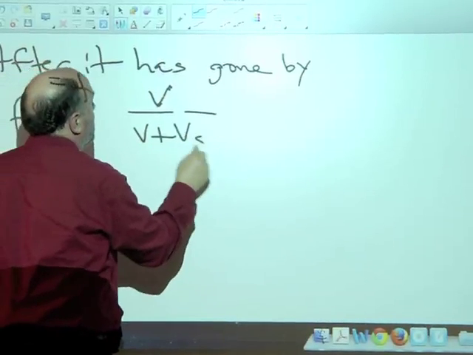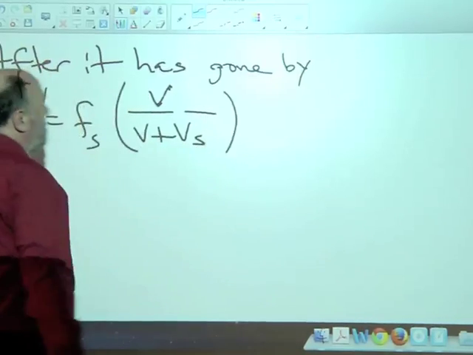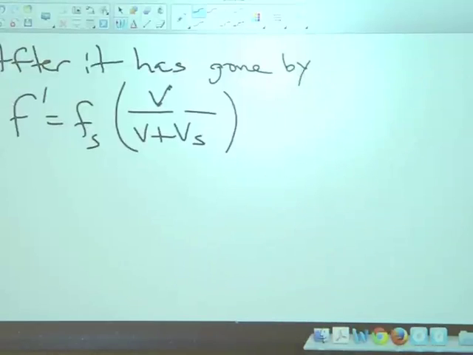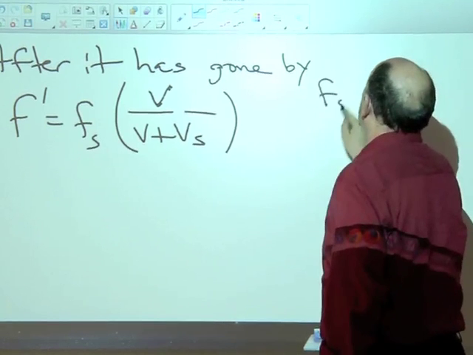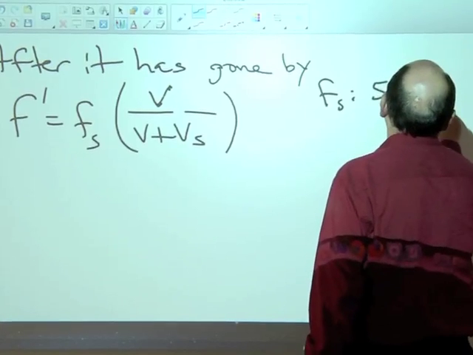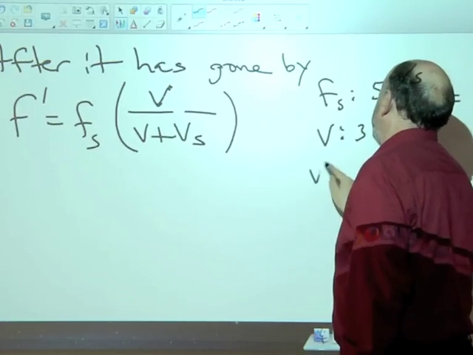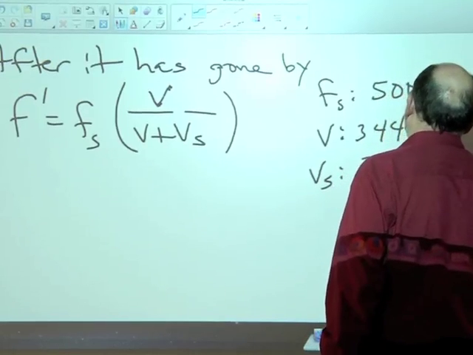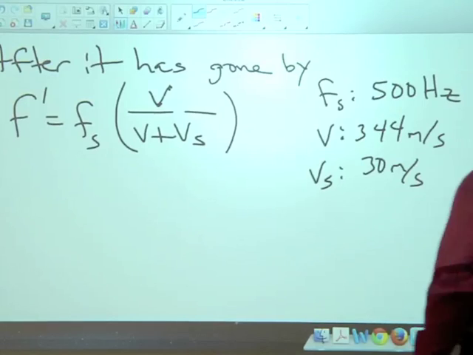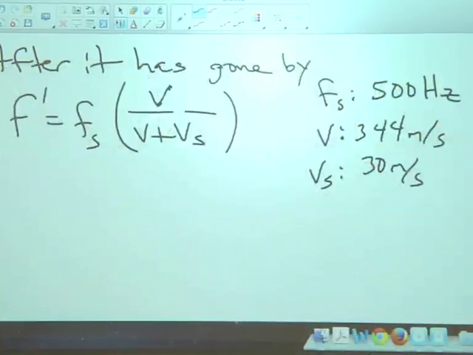Yes, f prime is the apparent frequency, so again everything means the same thing. Let's again use the same information. We said that f sub s was 500, v was 344, v sub s was 30. And now the question is what is the frequency now that it is past you? Is that the same equation as originally? Yes, it's flipped around. Again, it has to do with whether the velocities are additive or subtractive, basically.